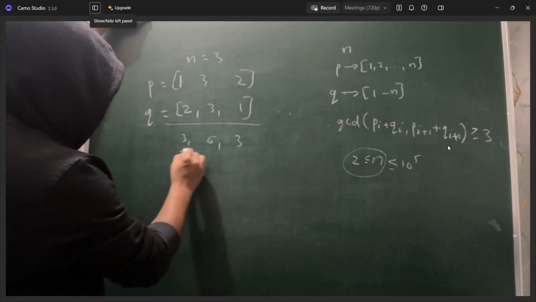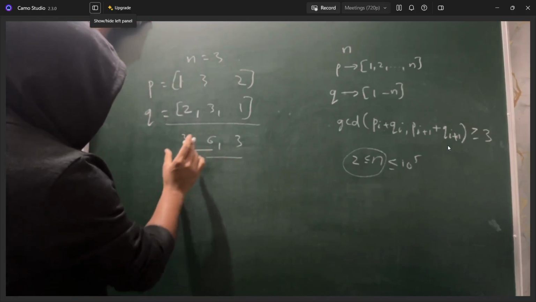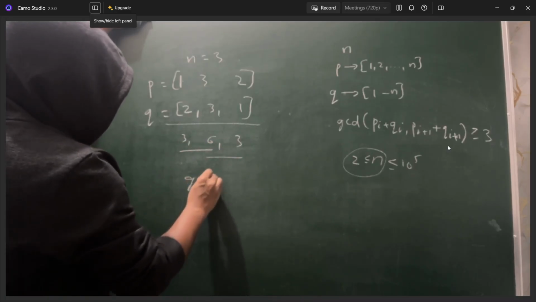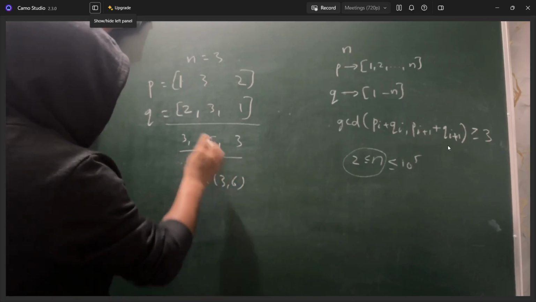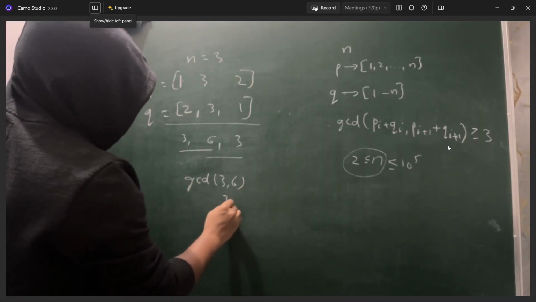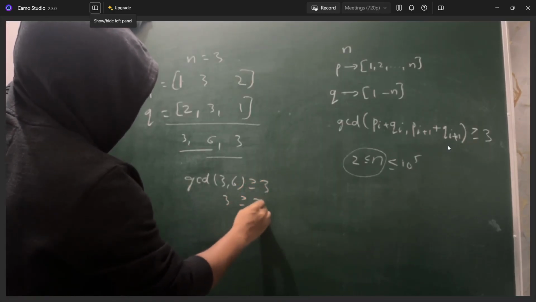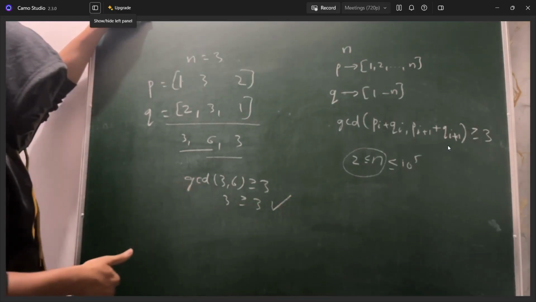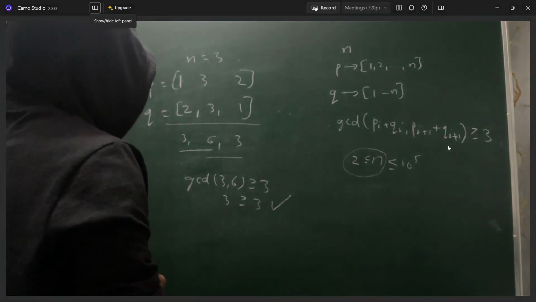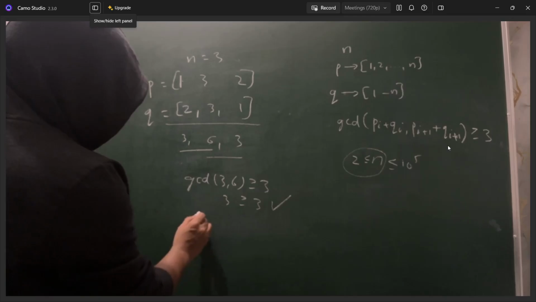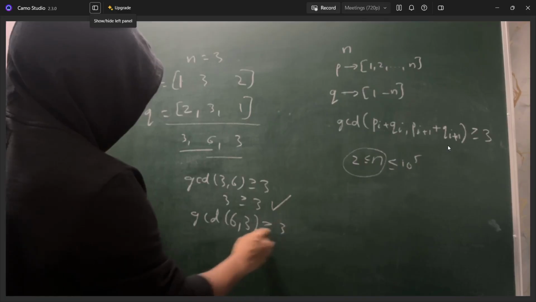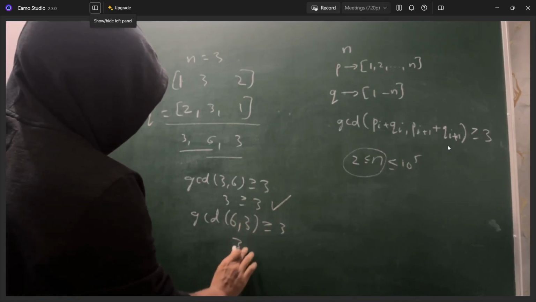So how many pairs are you getting, I mean adjacent elements? These two and these two. If you choose the GCD of 3 comma 6, the sum of these two, its GCD is 3, which is greater than or equal to 3, true, right? So if it is true, that is fine. Now if you take the GCD of 6 comma 3, it should be greater than or equal to 3, and the GCD is 3 again, greater than or equal to 3.